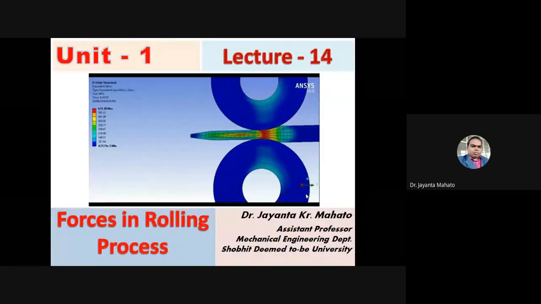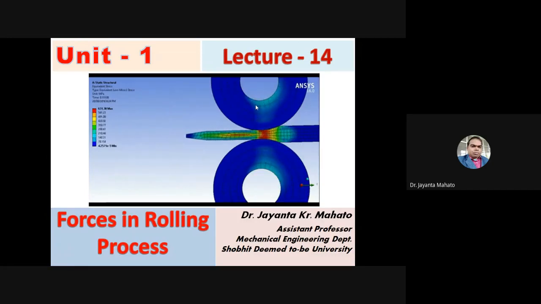So today we will discuss the forces in a rolling process. Means some procedure to measure the force, or actually pressure, required to deform the material during the rolling process.